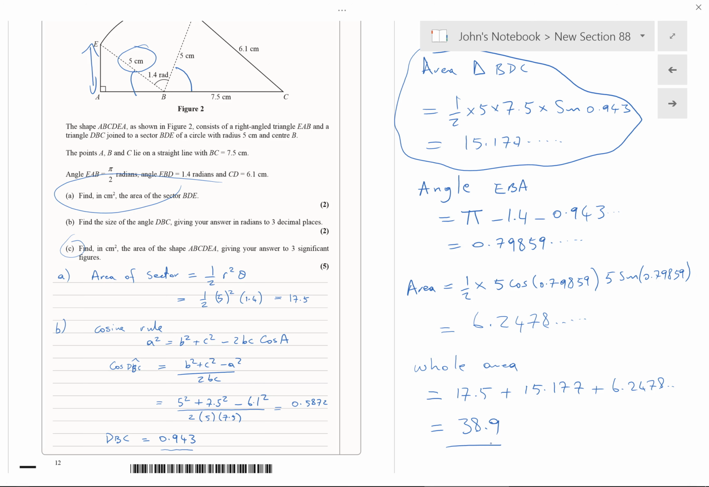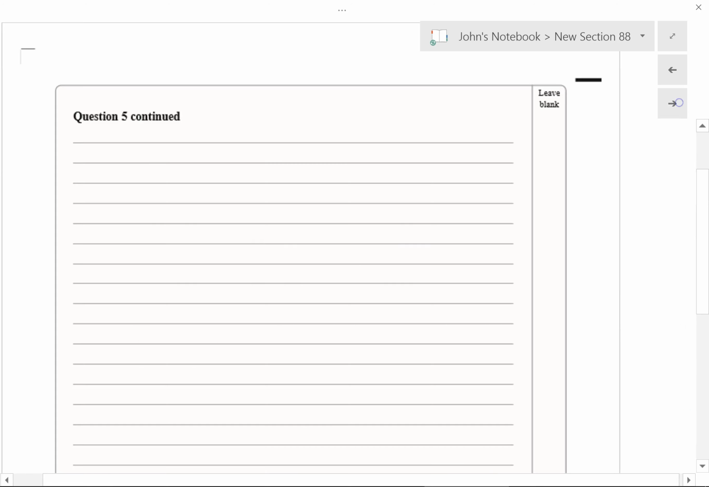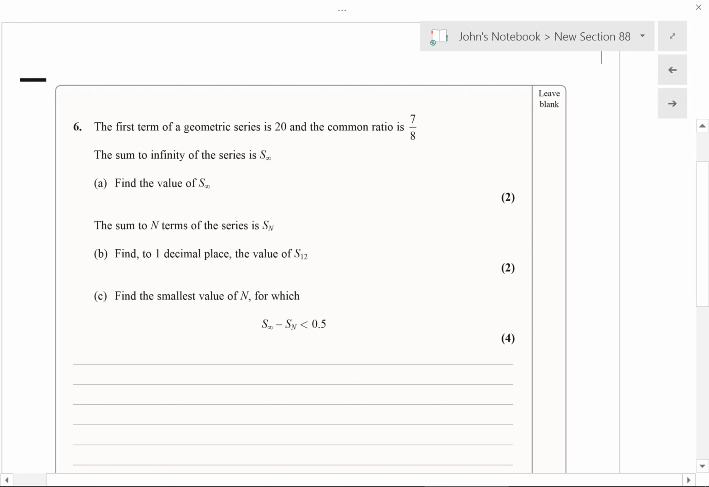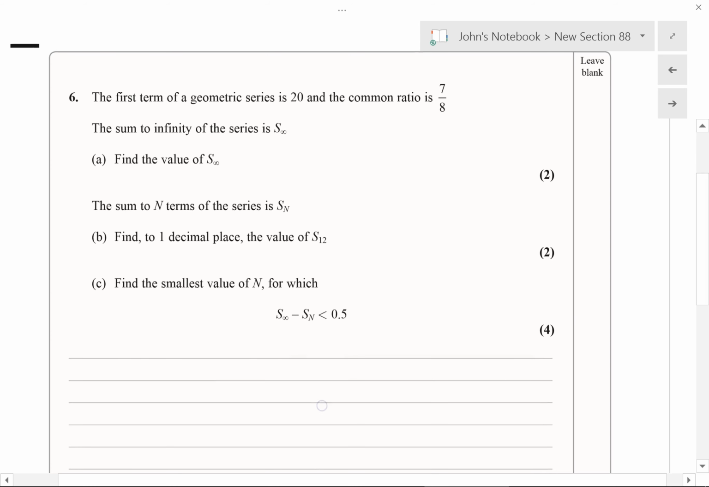Obviously this would have come on the second page of your work, so we've required 2 pages in the answer book. That's one of the pages we would have used. They've given us another page, and here we are on question 6. It's a series question: the first term of a geometric series is 20 and the common ratio is 7/8. The sum to infinity of the series is S infinity.